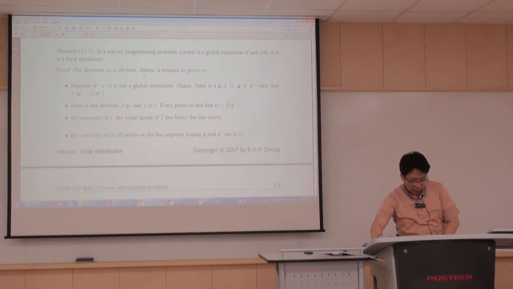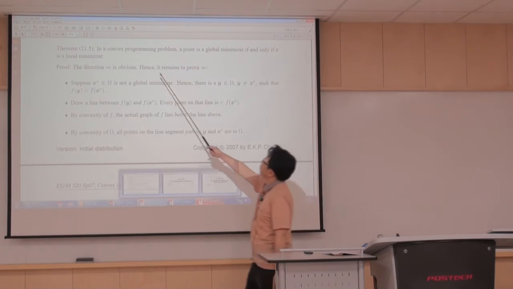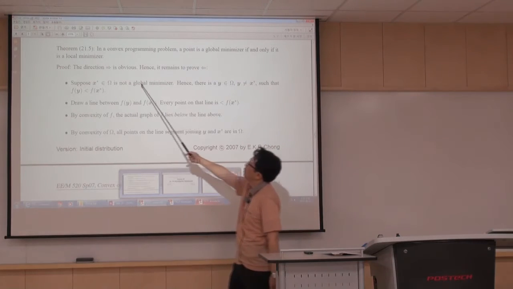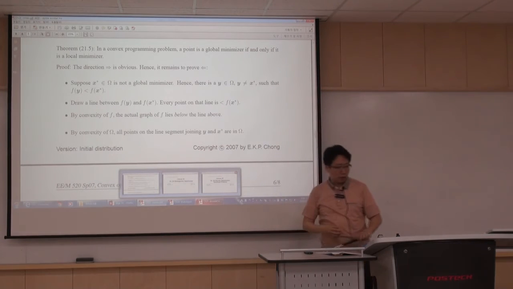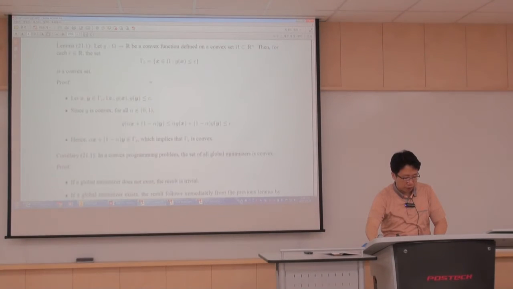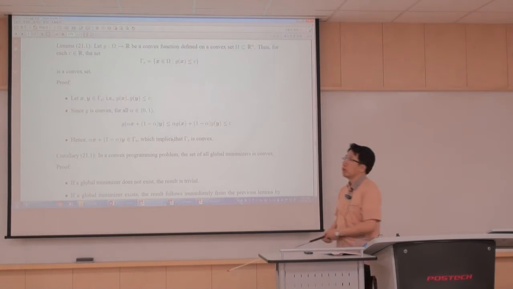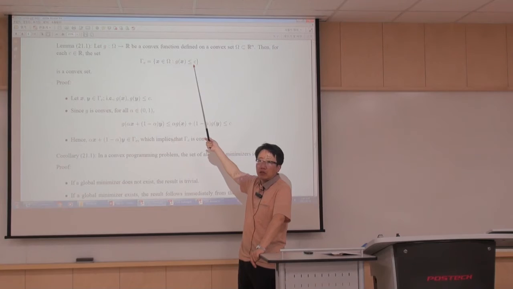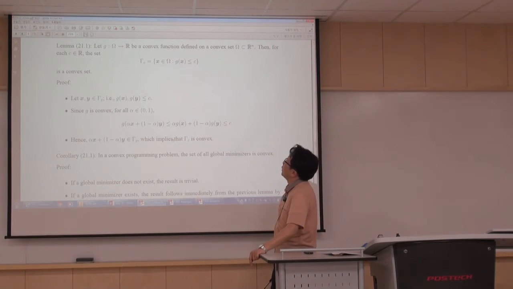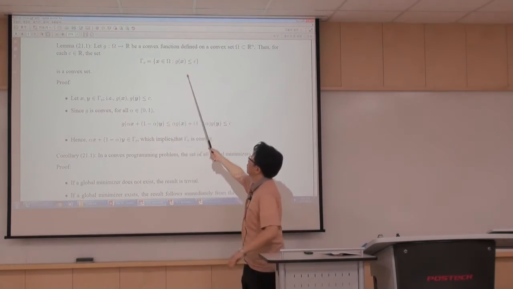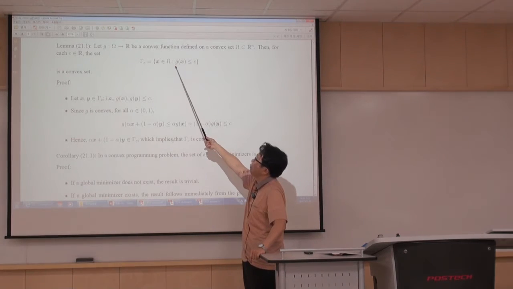Now, as I told you, in convex optimization problem, global minimizer if and only if local minimizer. And the proof only utilizes the definition of convex function and definition of convex set. Now, here we start to use functional constraints. So suppose that, for example, our inequality constraint function looks like this, where g is a convex function.